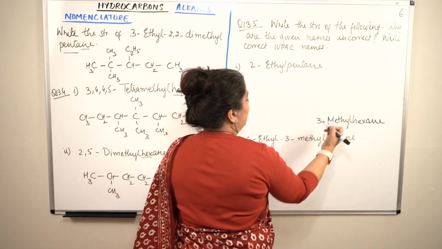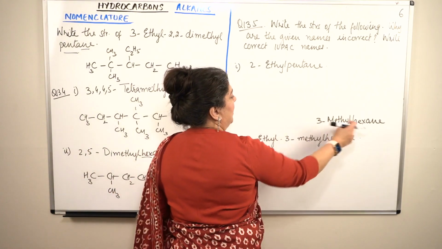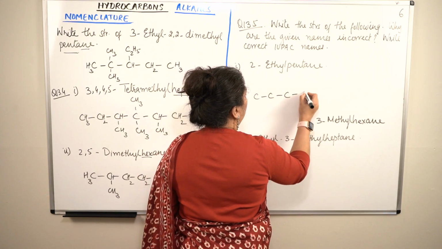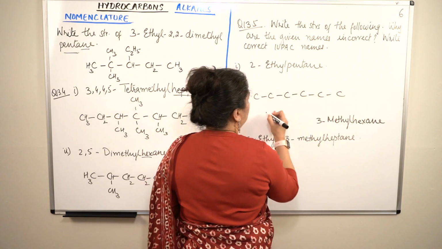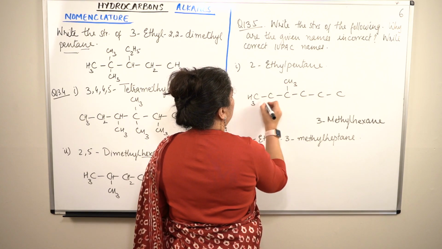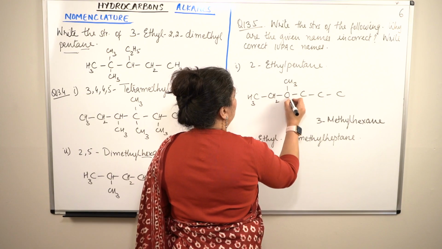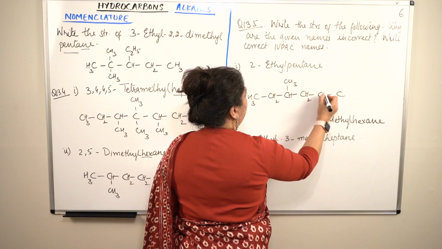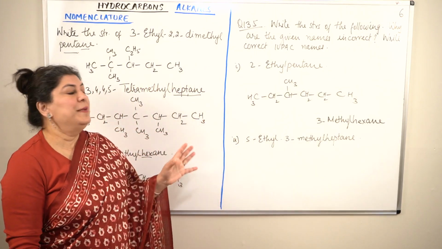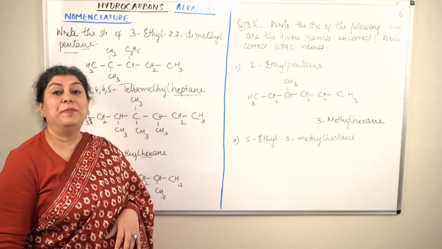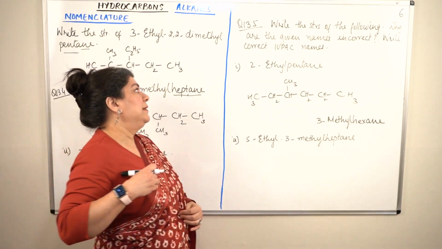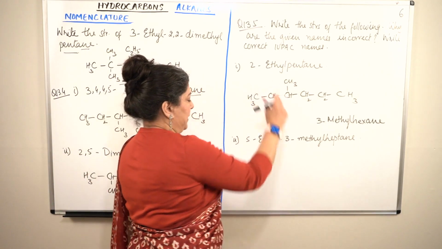Now, this is hexane. So let me make this structure. It is hexane, so there should be six carbons. 1, 2, 3, 4, 5, and 6 carbons. And on the third carbon, you have a methyl group. So this becomes H3. This becomes H2. This becomes H. This is H2, H2, and H3. 3-methylhexane should have been the name of this compound, and this should have been the structure. So obviously the name that has been given is not right.